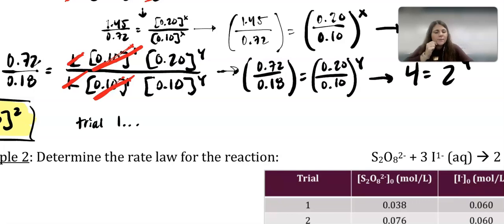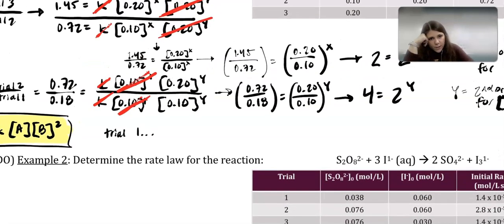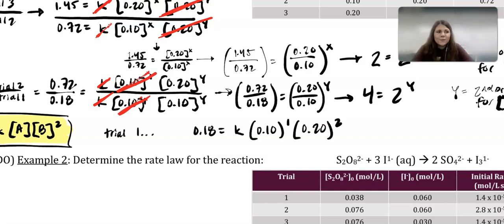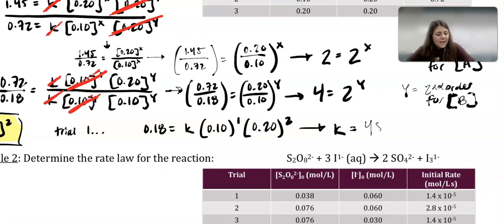So using trial 1, I'm going to plug in everything using the trial 1 data, okay? So the rate in trial 1 was 0.18. I'm solving for the K value and its units. The value of A is 0.10 to the power of 1, and then 0.20 to the power of 2. So let's put this in our calculator and solve for K. I get K as 45.